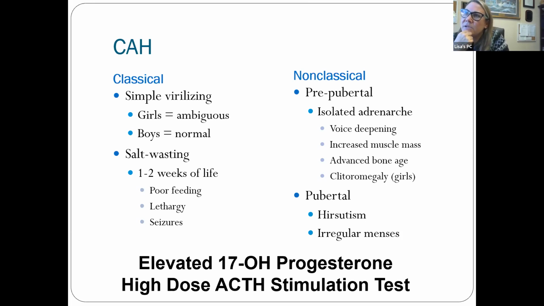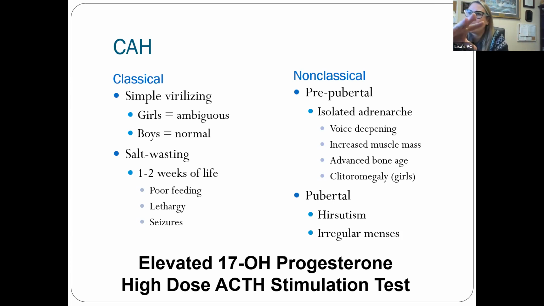With the low dose, we're typically giving 1 microgram of cortrosyn, which is a synthetic form of ACTH. The high dose, we use 250 micrograms of cortrosyn. And we measure an adrenal profile before we give the cortrosyn, and then we measure an adrenal profile after. And we look not only at absolute values, but we look at ratios.